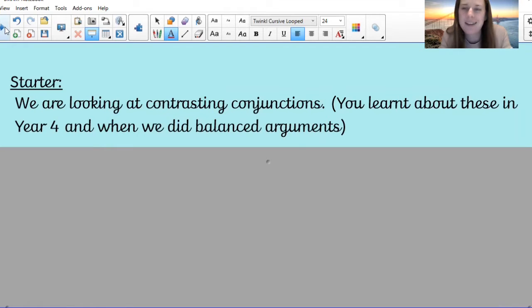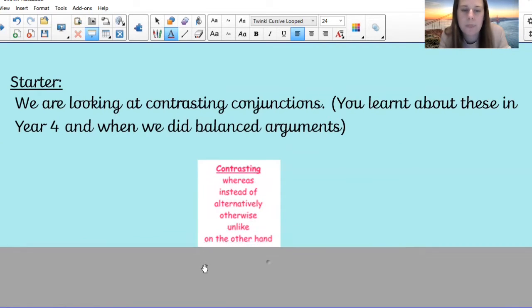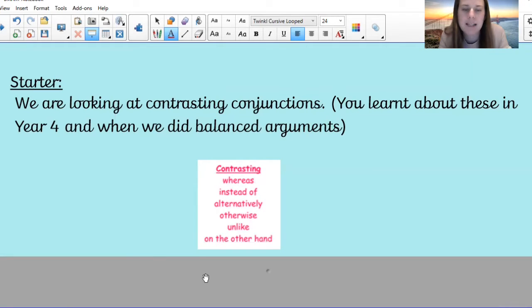Before you do that though, we are looking for our starter at contrasting conjunctions. So we've learned about these before, you learned about them in Year 4, and you also learned about them when we did balanced arguments. So here are some examples. Whereas, instead of, alternatively, otherwise, unlike, and on the other hand.